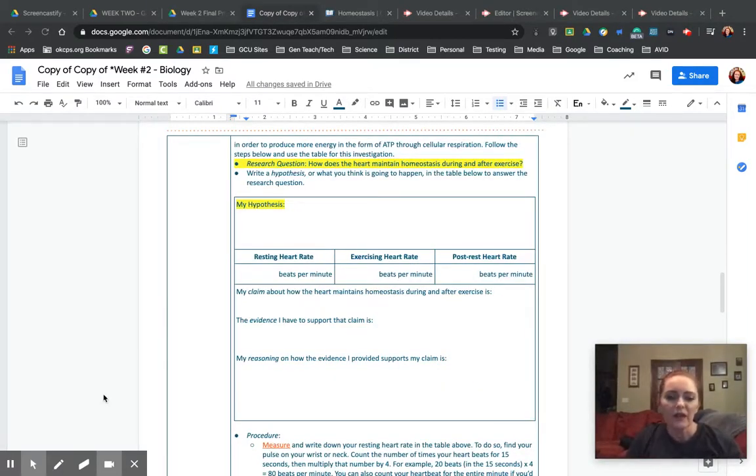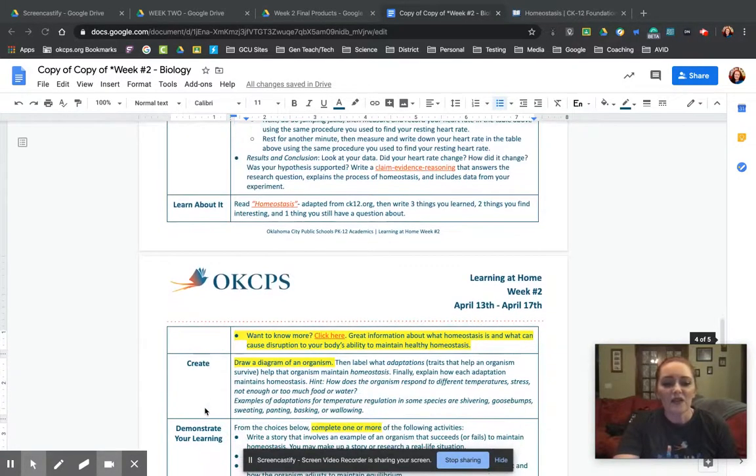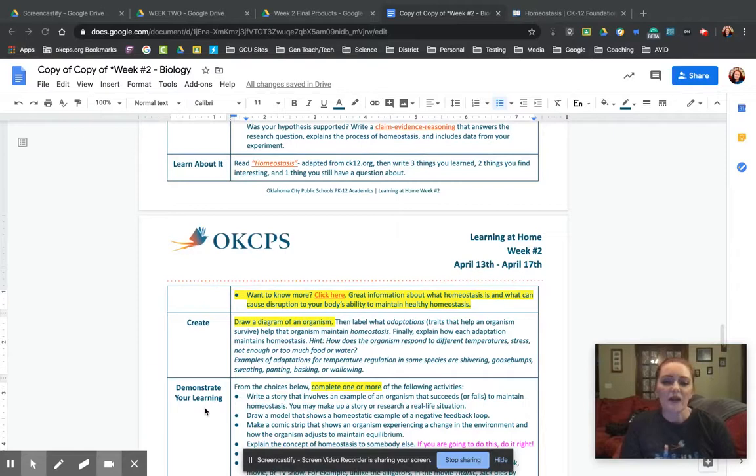After you've completed writing your CER for this investigation, go back and reflect on the initial hypothesis that you wrote for the research question. How does what you know now match up to what you thought you knew beforehand? When you're finished with that, you're going to move into the Learn About It stage.